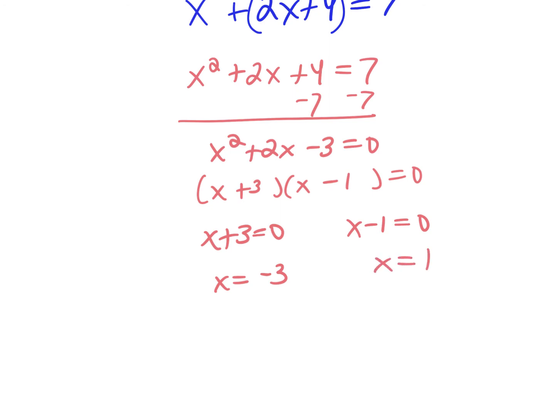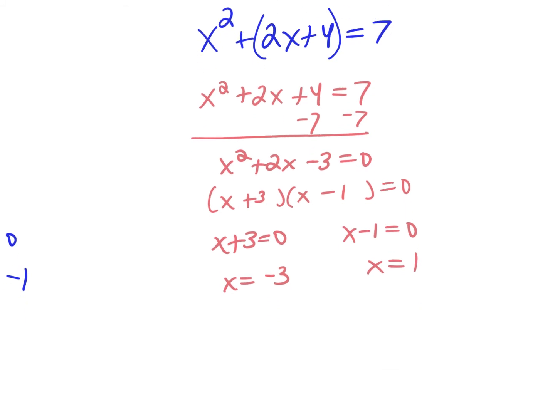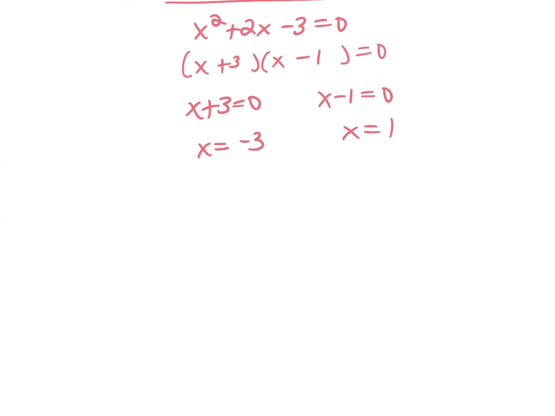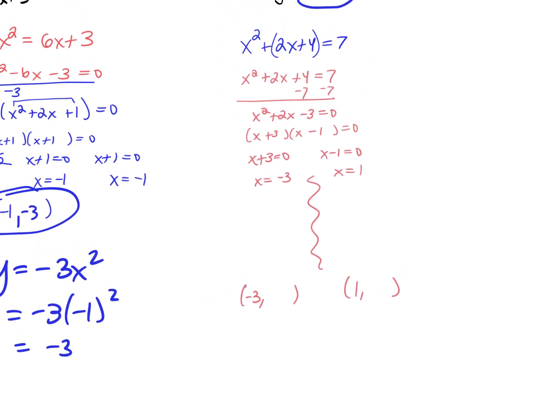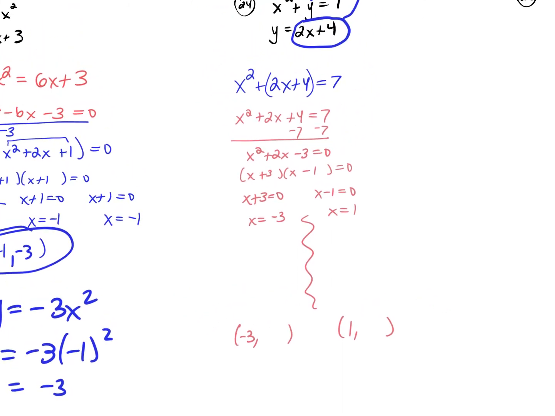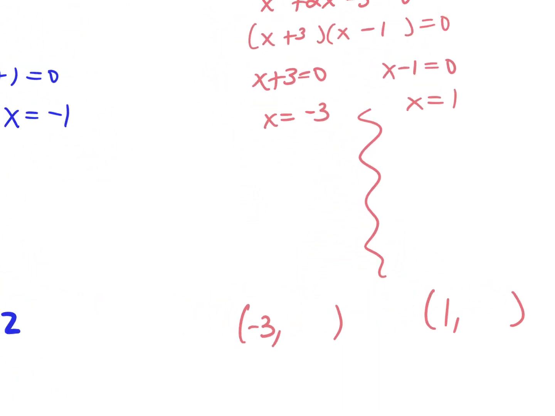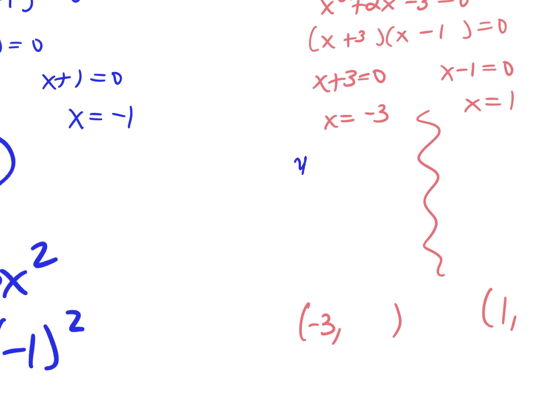So how many times, if I graph these two things, how many times would they intersect? 2 times. So all you're doing here now, guys, is finding the 2 ordered pairs. You know that this x is negative 3. You've got to find out what y is. You know that this x is 1. Find out what y is. And how do we find out? Plug back in. I'm going to plug it into the y equals 2x plus 4.